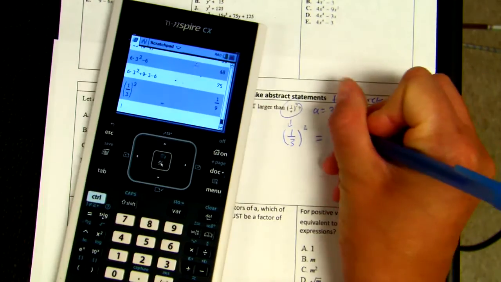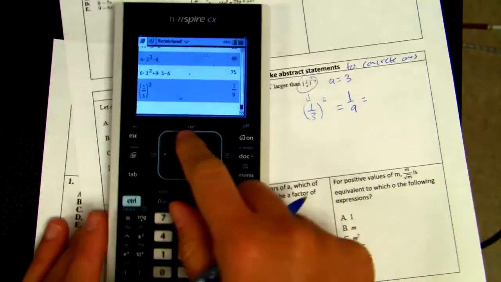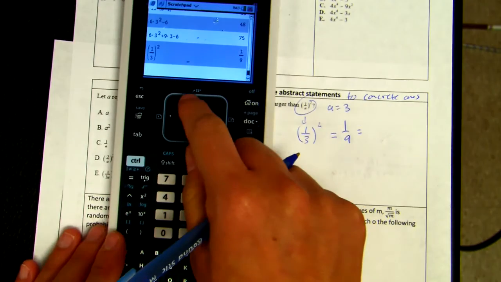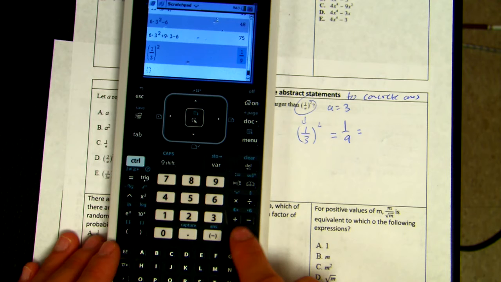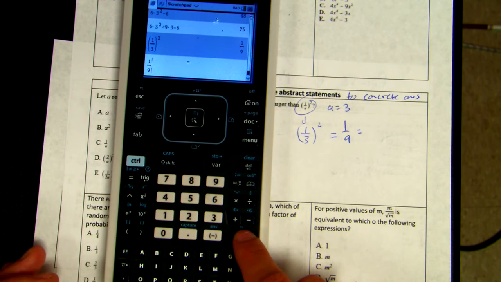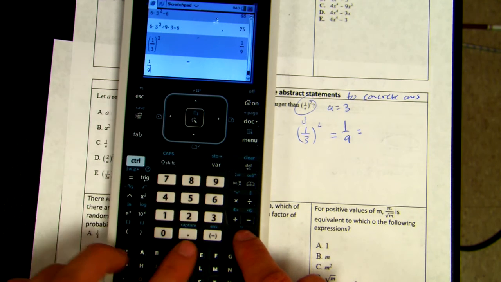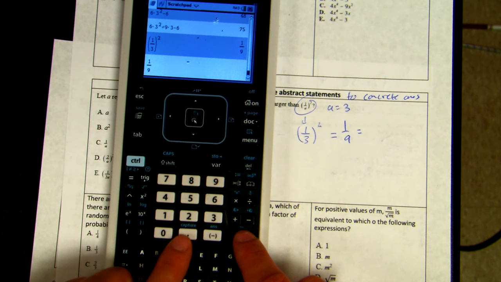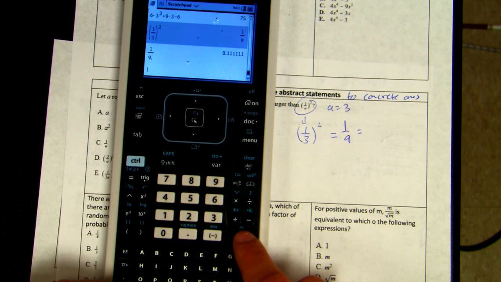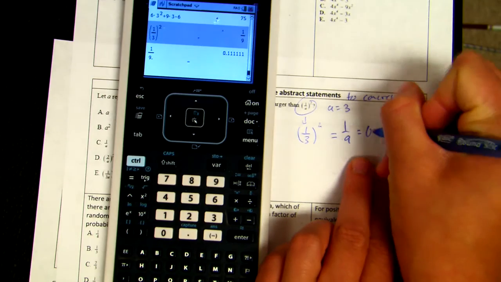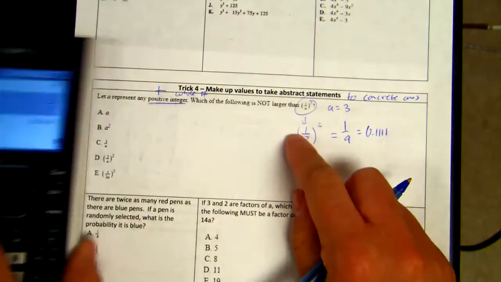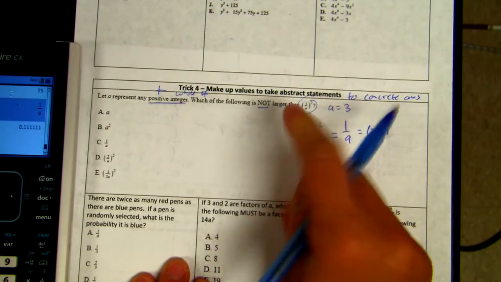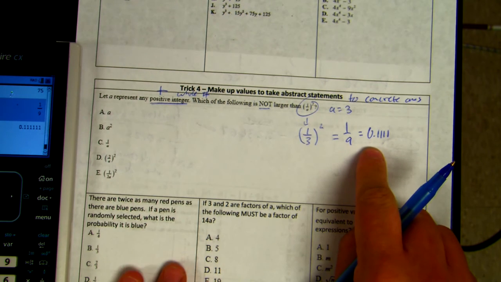Okay, so that's 1 over 9, and then I'm going to convert that into a decimal too. Remember, you can scroll up, press enter, and it'll copy what you've just done, and to convert it to a decimal, put a decimal point in the denominator. So that's 0.1111. So I'm looking for which is not larger than 0.111.